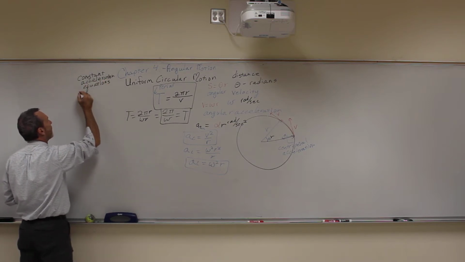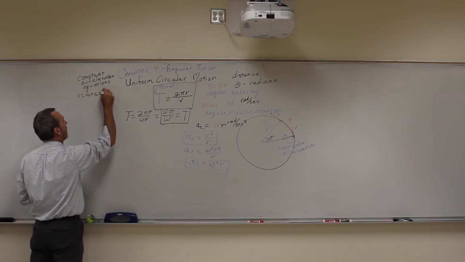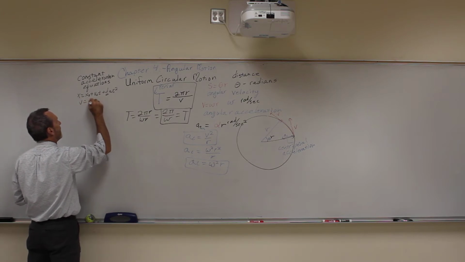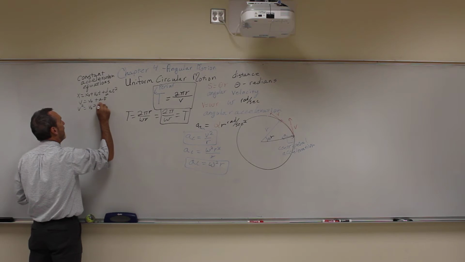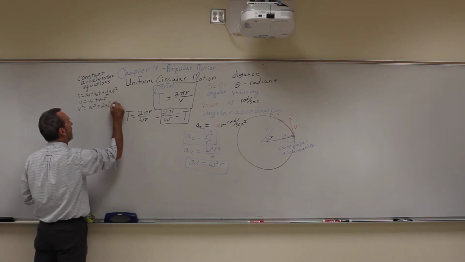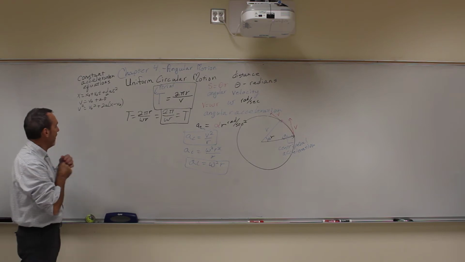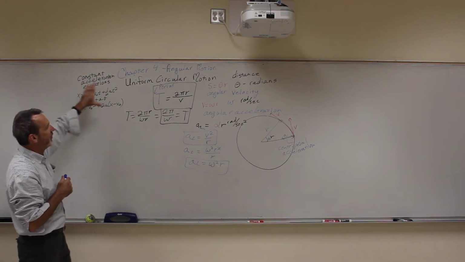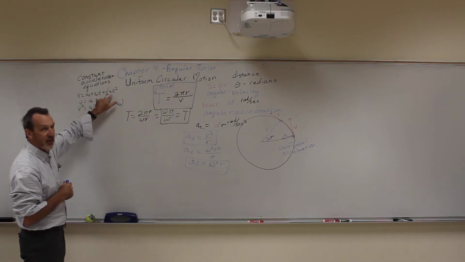They were x is equal to x naught plus v naught t plus 1/2 at squared, v equals v naught plus at, and v squared equals v naught squared plus 2a times x minus x naught. That was for linear motion, motion in a line. But what we want to do is convert this to angular motion. Notice it's mostly just converting the variables.